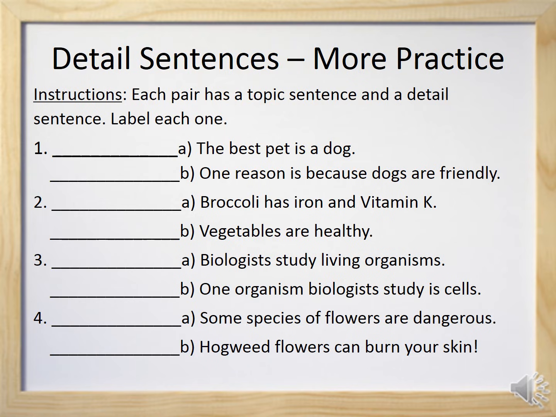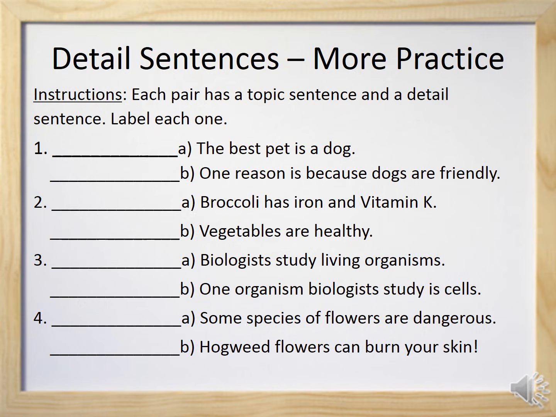Number 2. A. Broccoli has iron and vitamin K. B. Vegetables are healthy. Number 3. A. Biologists study living organisms. And B. One organism biologists study is cells. And finally, number 4. A. Some species of flowers are dangerous. B. Hogweed flowers can burn your skin. Pause the video while you work.